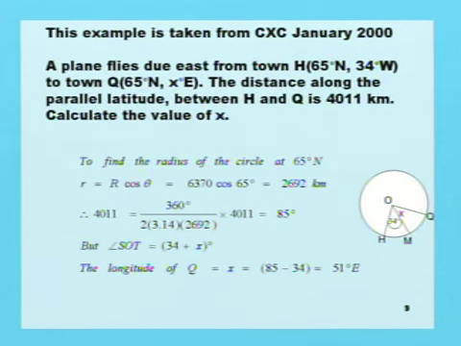But angle HOQ is equal to 34 plus x degrees, and if you look at the diagram you will see why. So the longitude of Q, which is x, is equal to 85 minus 34, which will give us 51 degrees east.